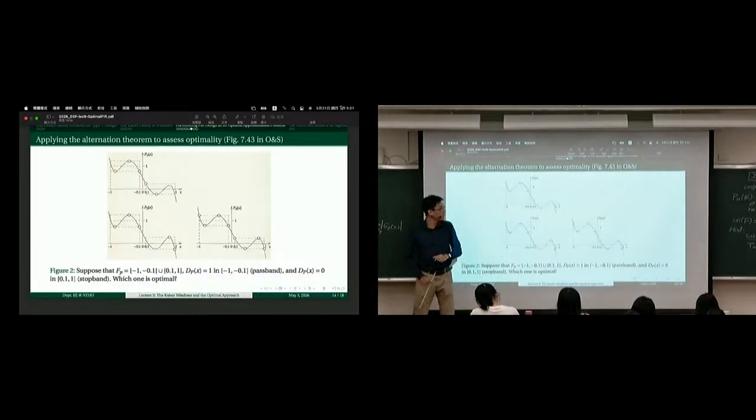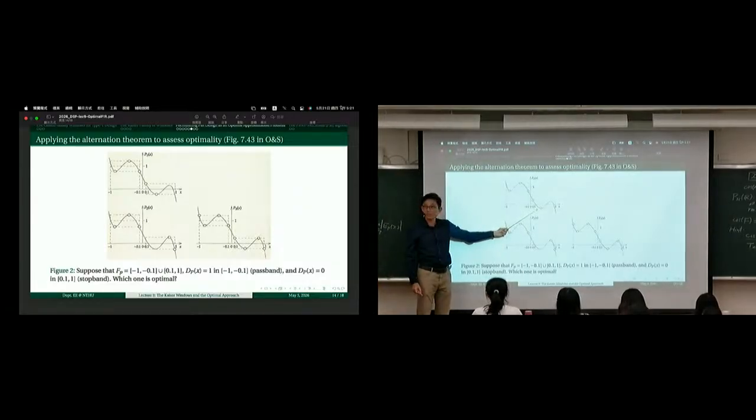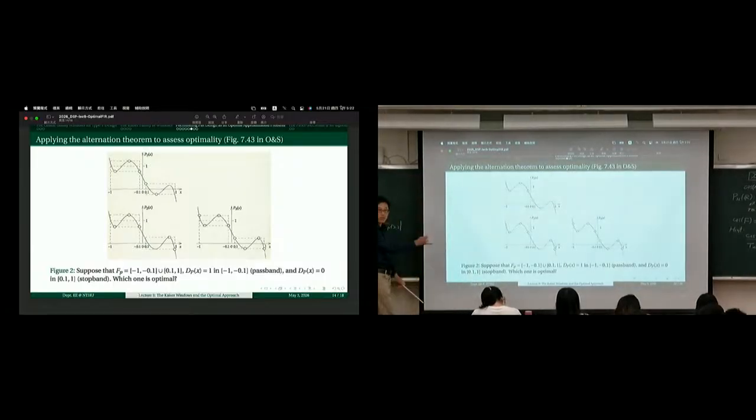And secondly, the maximum error is reached simultaneously at only 6 different places, but we need at least 7. So that too violates the theorem. That gives you a clue that this polynomial is not yet the best. There's still room for improvement. So that's the way we look at this figure.